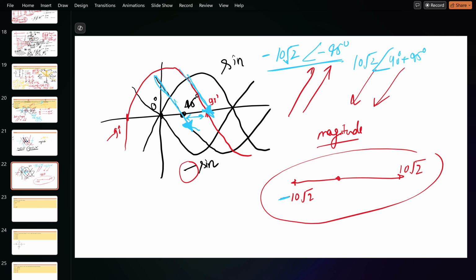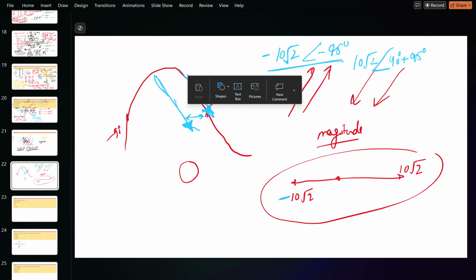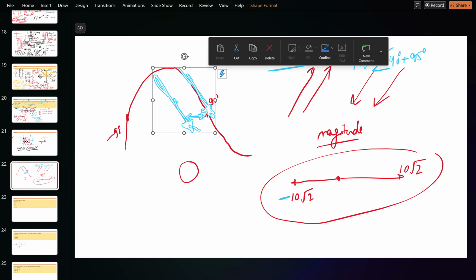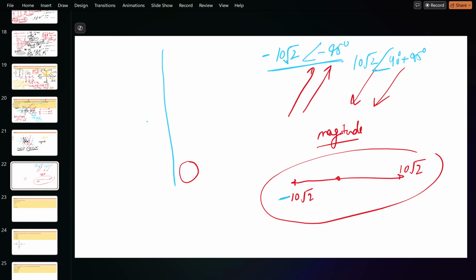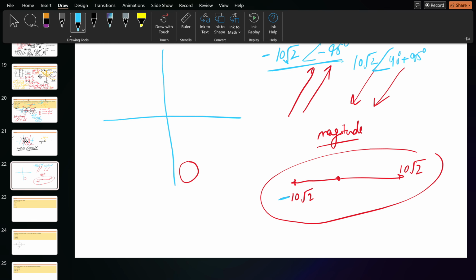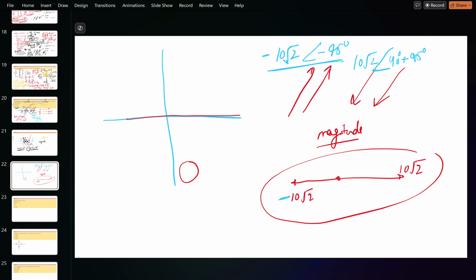Let me give you a glimpse with respect to the phasor, so you will get more clarity after that. Suppose this is a phasor, okay? In phasor analysis, suppose I'm taking cos as a reference. Okay, so sine is there, and sine was actually leading.